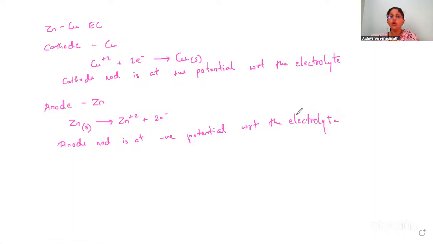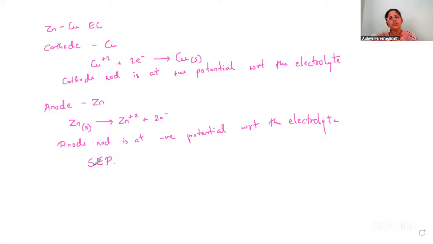So in the Daniel cell, the cathode rod is at positive potential and the anode rod is at negative potential with respect to the electrolyte. So this is about electrode potential. Now, what is standard electrode potential, which is abbreviated as SEP? What is standard electrode potential?